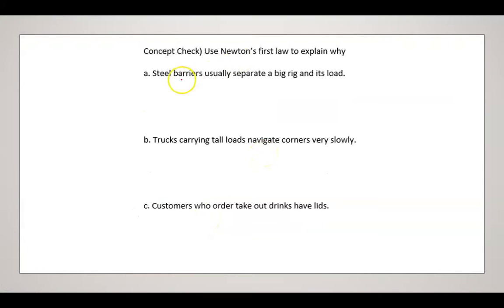So why would we have steel barriers to separate a big rig from its load? Well, if you think about a big rig, it's a truck with a big heavy load on it. We'll put a steel barrier here so that if the object were to continue to move forward, we've got some sort of resistance to that motion.